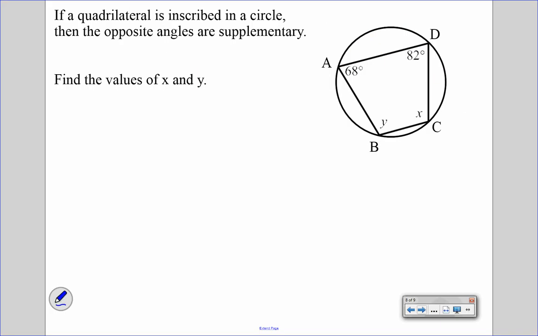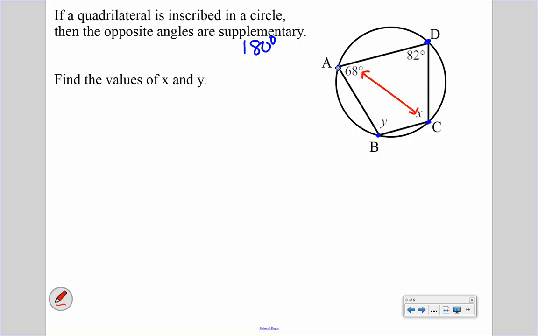Now our very last one is about a quadrilateral that is inscribed in a circle. Notice all the vertices of the quadrilateral are on the circle. They lie on that circumference. That's what inscribed means. If this is the case, the rule is that the opposite angles are supplementary. Supplementary, again, means 180 degrees. Opposite means across from each other. So my two opposite angles are X and 68.